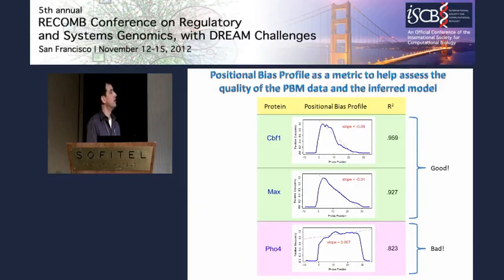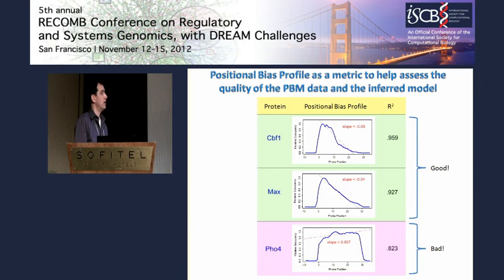We can see here that for CBF1 and Max, like in the previous example, there's a strong preference to bind far from the surface of the slide, right at the boundary where the free end of the probes are. However, for 4,4, we see the opposite. There's actually a slight preference to bind near the surface of the slide, the surface of the array. We think this is indicative of a failed PBM experiment.